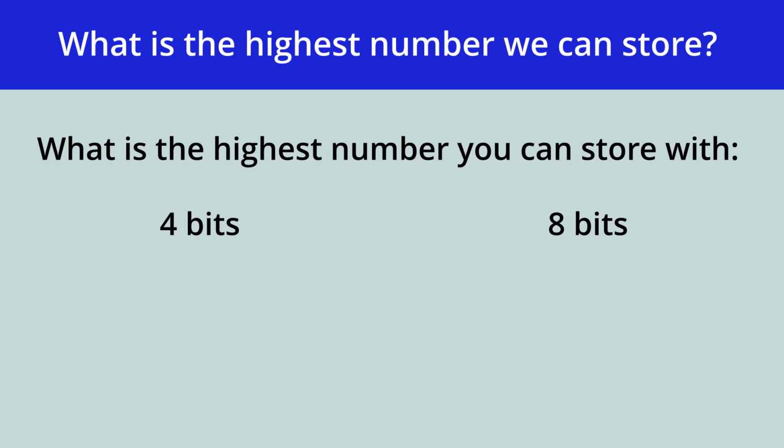With 4 bits, the highest number is 2 to the power of 4 minus 1, which is 15. With 8 bits, the highest number is 2 to the power of 8 minus 1, which is 255. So hopefully, you're now in a position where you can answer the most difficult questions on number systems.